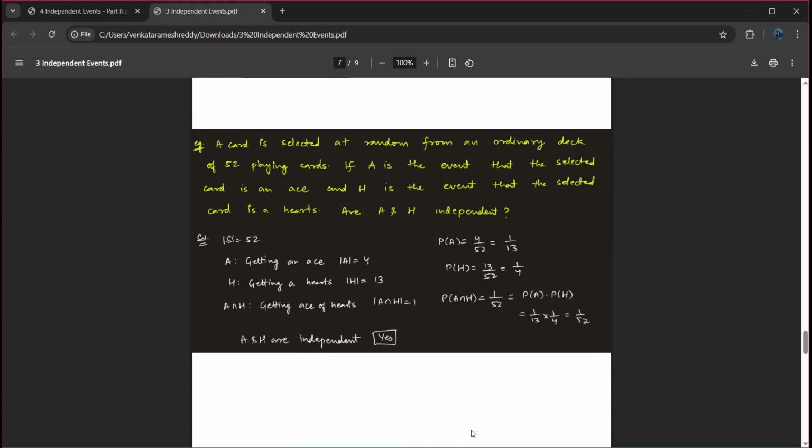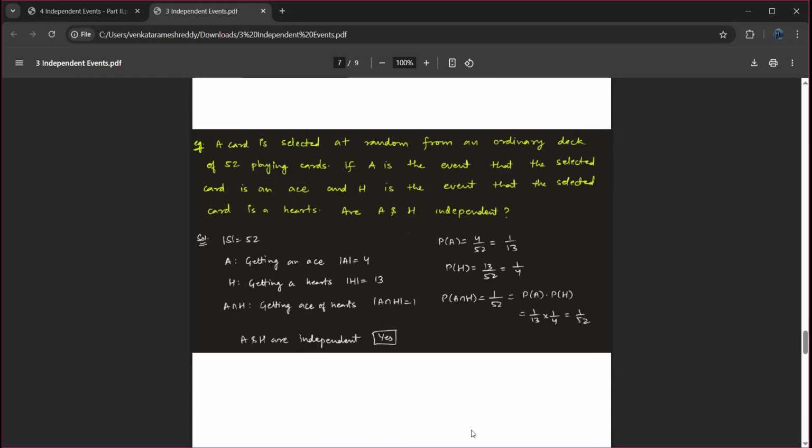Now what they are asking is whether these two events are independent of each other. According to the independent event condition, we have to find the probability of A intersection H. It means getting the ace of hearts, that is, from the hearts, getting the ace. According to the formula, P of A intersection H equals 1 by 52, because P of A into P of H equals 1 by 13 into 1 by 4, which is 1 by 52.